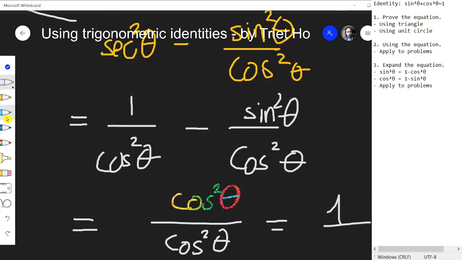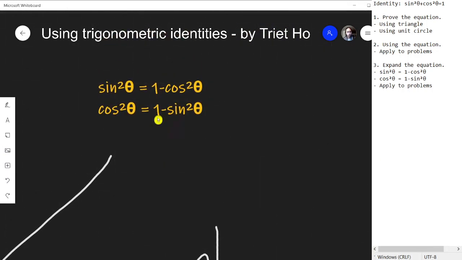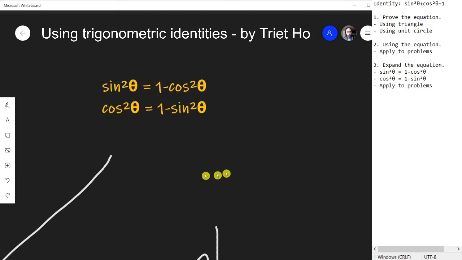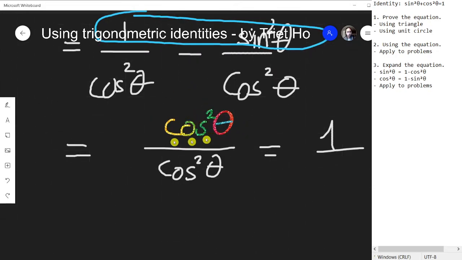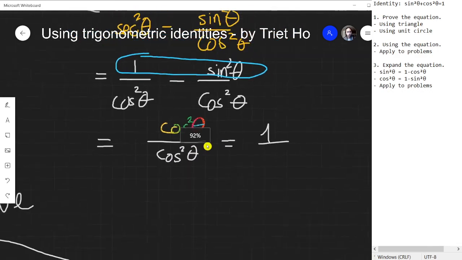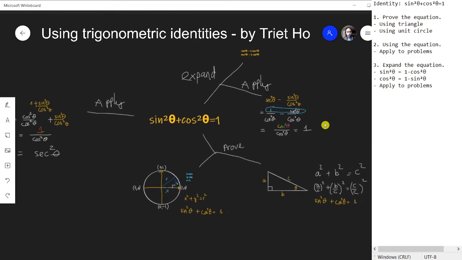Except for this, we know that 1 minus sine squared theta is equal to cosine squared theta. So that is the reason I put cosine squared theta over here, and the denominator stays the same. So right here you have the numerator and the denominator the same, so they are equal to 1. And that's it.